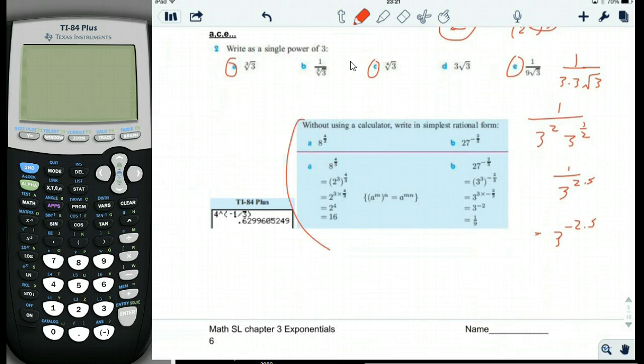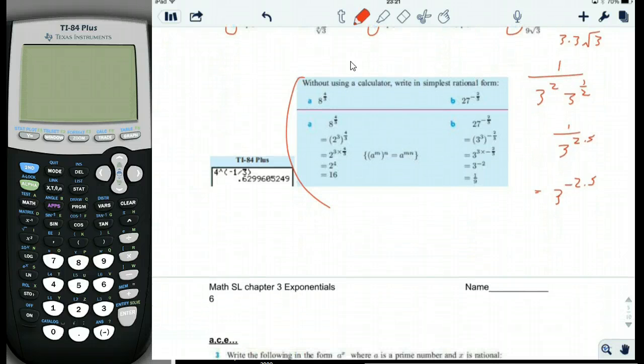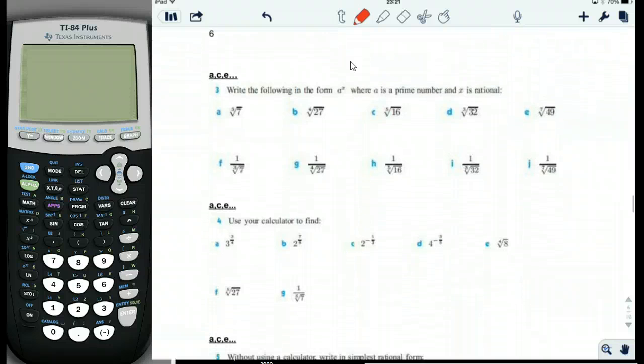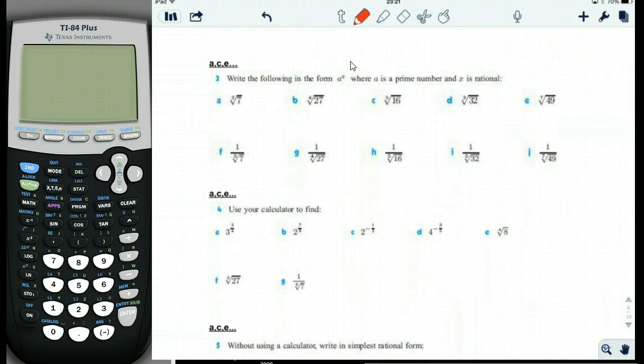This example here is just showing how to use your calculator. Basically, you just use the caret. Let's do a few of these: A, C, E, G, I. Should we do I here?